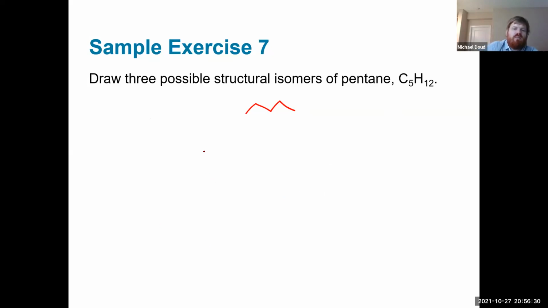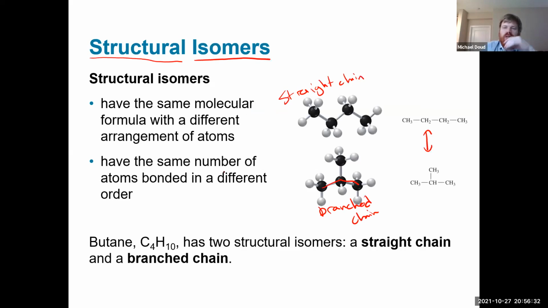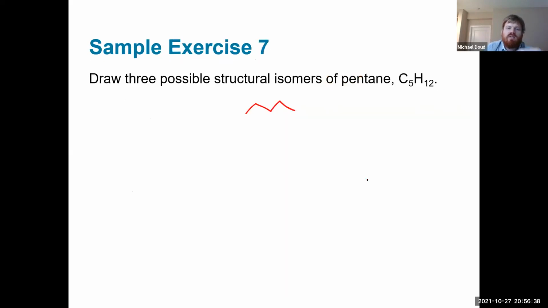Okay, so first up, just like we did with butane, the way you can think about it is, okay, well, let's take a carbon off the end and put it on the second carbon over here. So let's do that with pentane. So that's 1, 2, 3, 4 carbons in a row. And now we've got this group sticking off of the central atom. Okay, so that's pretty good. So we've got our first possible structural isomer, our second possible structural isomer.